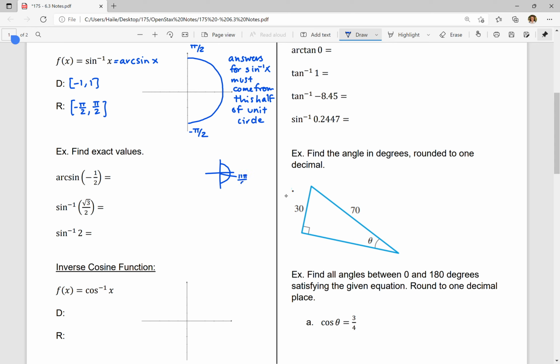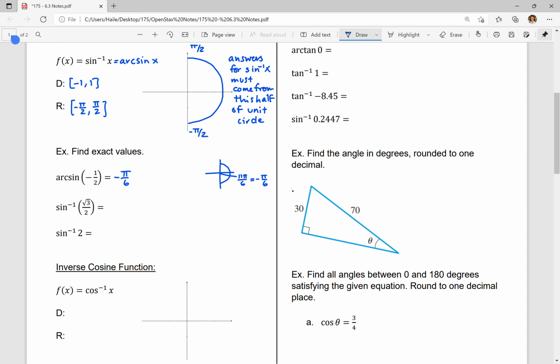You might think about this little angle right here, which we could say is 11π/6. If you remember back to the unit circle, the value of the angle that makes sense is 11π/6. However, we know that we need to keep our answer between π/2 and -π/2. So if we wanted to write 11π/6 as a negative angle, we could say that that's -π/6, because we're basically starting at 0 and counting backwards π/6. So the arc sine of -1/2 is -π/6.